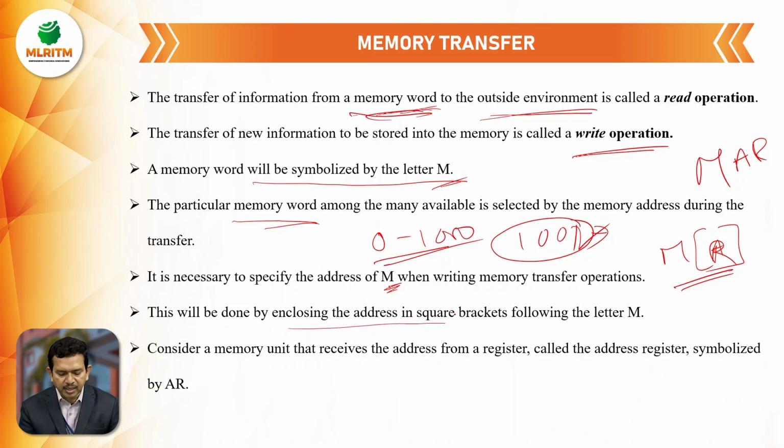This will be done by enclosing the address in square brackets following the M letter. Same thing, see like this. I'm writing the address here. So consider the memory unit that receives the address from the register called the address register, AR. The address register means the address which you are going to store in the memory also contains some registers, which is called the AR register. MAR is considered as memory address register. The address where we are going to store that particular data or bit of information is also considered as address register.